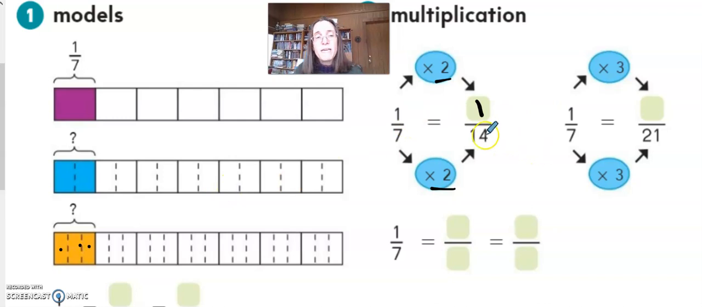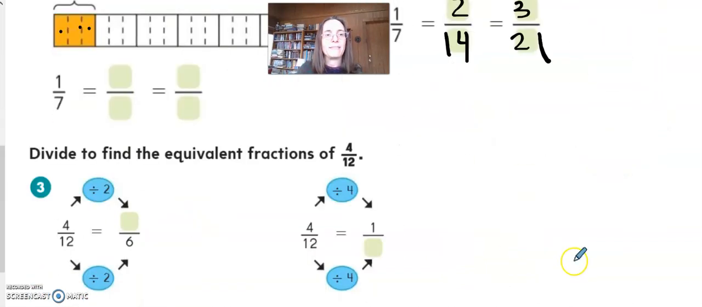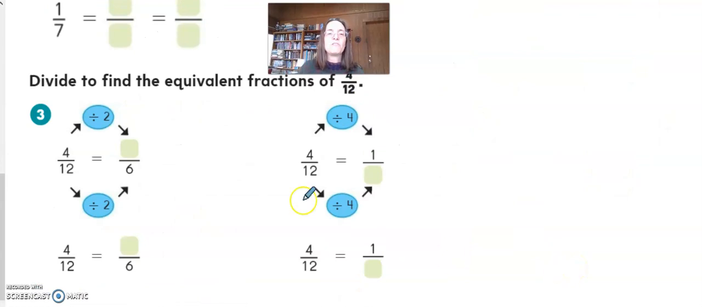Okay, so let's use multiplication for that. We start off with 1/7. 1 times 3 is 3, and 7 times 3 is 21. So we could say that 1/7 is equal to 2/14 and 3/21. Look at that. So we'll just do a little practice here.